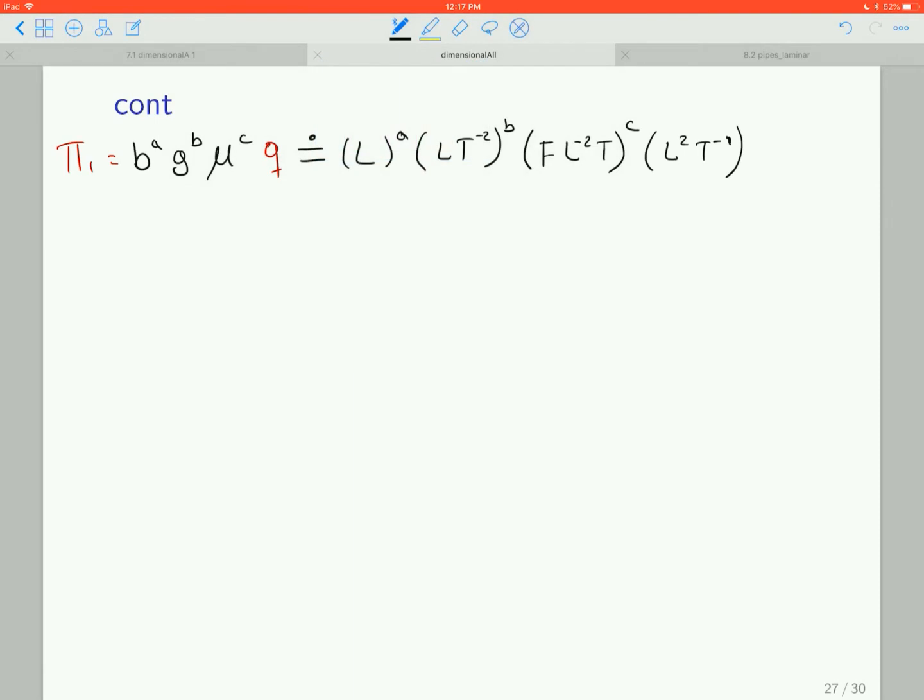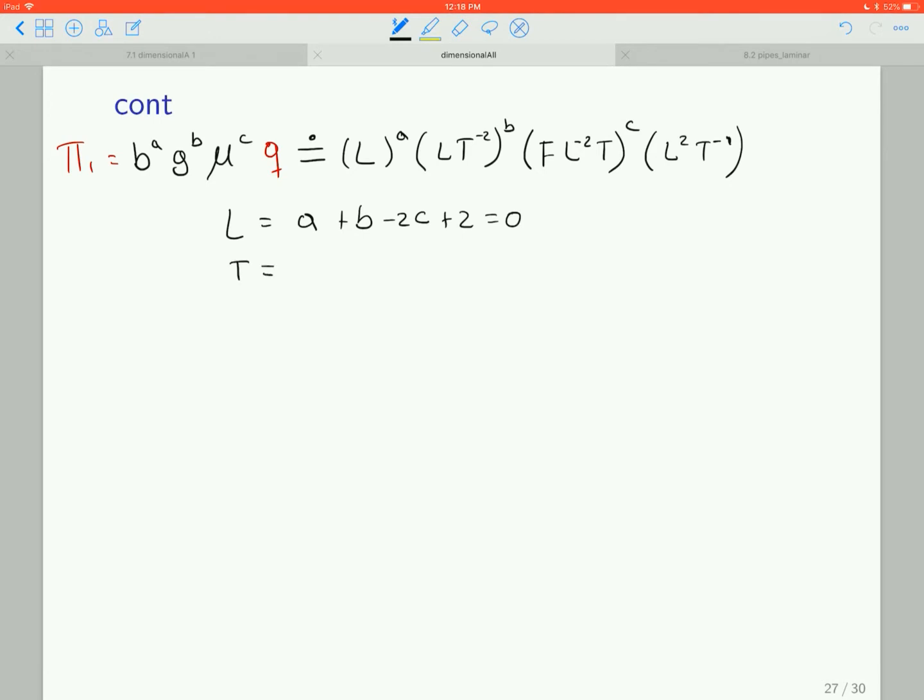So we have to take the units, the dimensions of L, T, and F, they have to be 0. So for L, we are going to have A plus B minus 2C plus 2 has to be equal to 0.